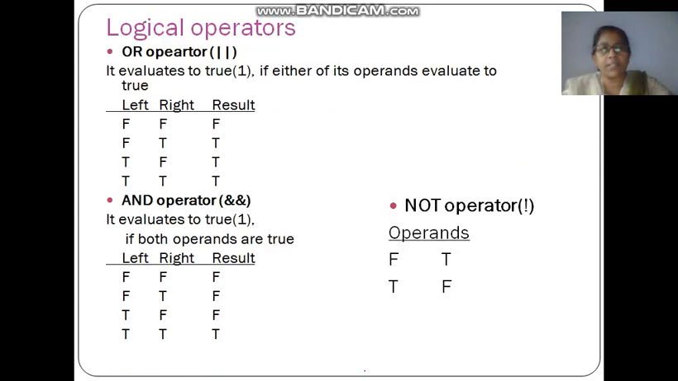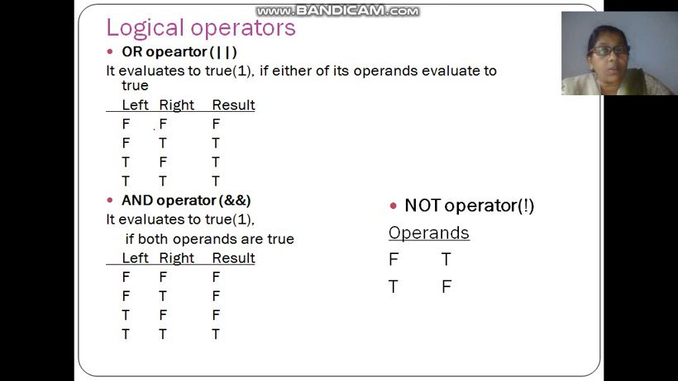Now let's look at the logical operators. In logical operators, we have the and operator, the or operator, and the not operator. And and or are binary, but not is a unary operator. Let's look at the truth table of or first. We need two operands, one at the left side and another at the right side. Now let's look at the result. F denotes false and T denotes true.